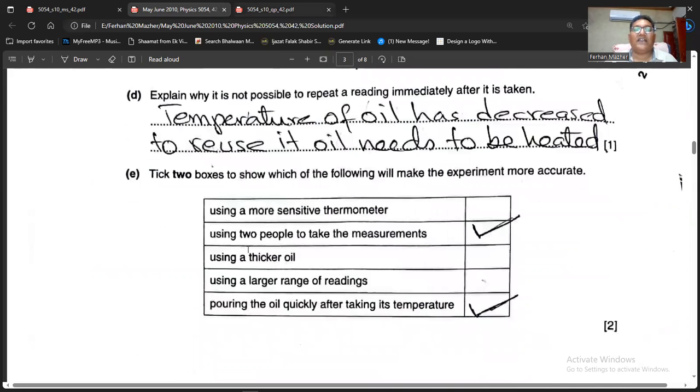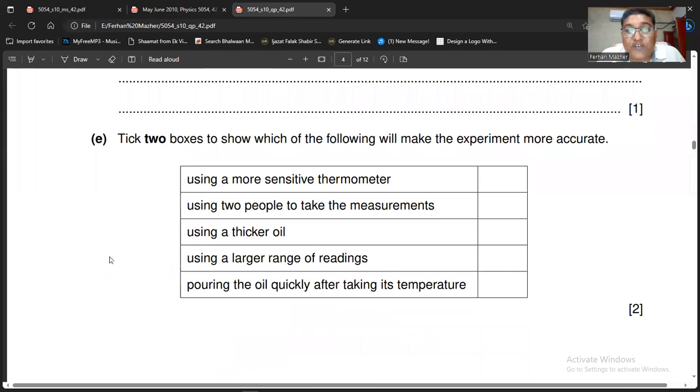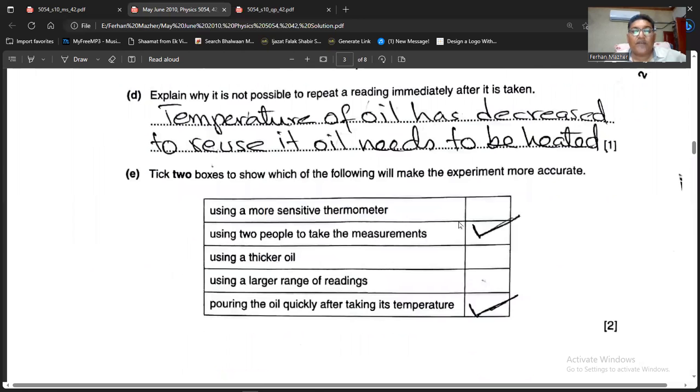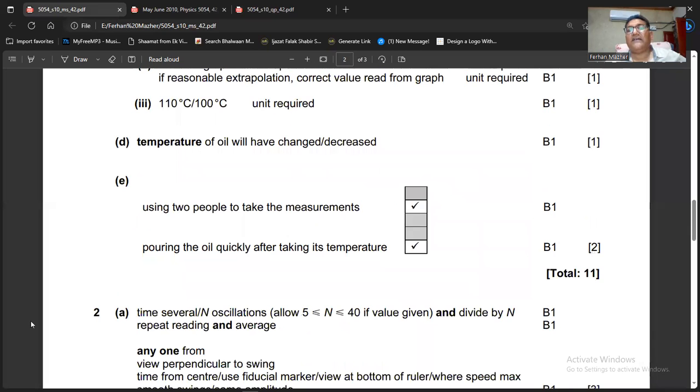Okay, then we have another. It says tick 2 boxes to show which of the following will make the experiment more accurate. Using a more sensitive thermometer, no. Using 2 people to take the measurements, that can be a good idea. Using a thicker oil, no. Using a larger range of readings. Pouring the oil quickly after taking its temperature, that is true. So these 2 things are good: using 2 people to take the measurements, and pouring the oil quickly after taking its temperature so that the temperature does not change. So here we have the marking scheme.